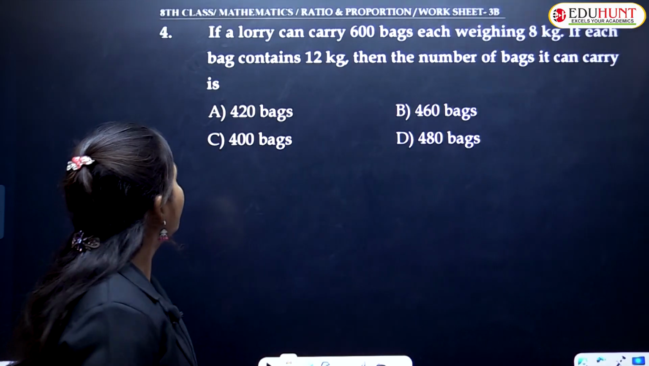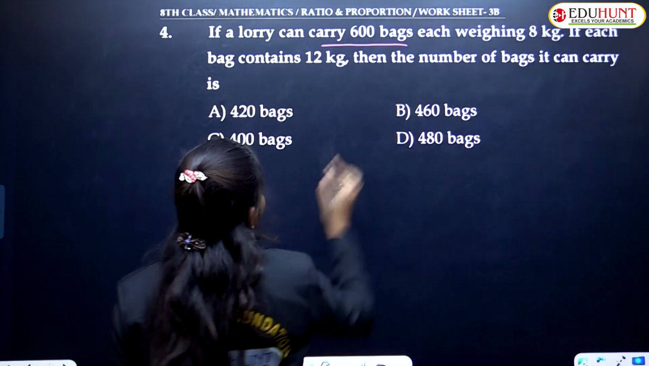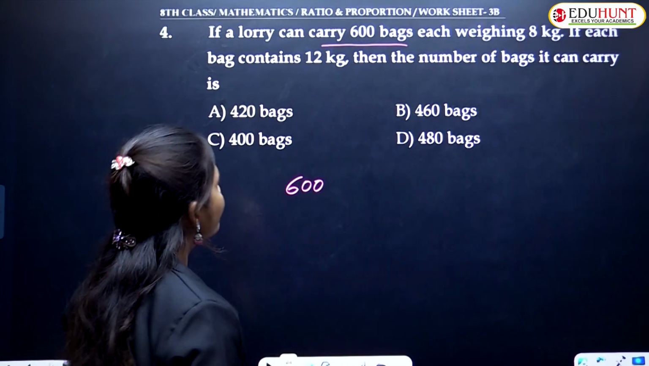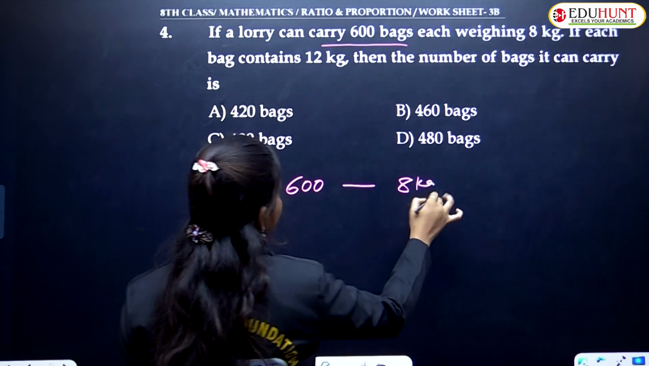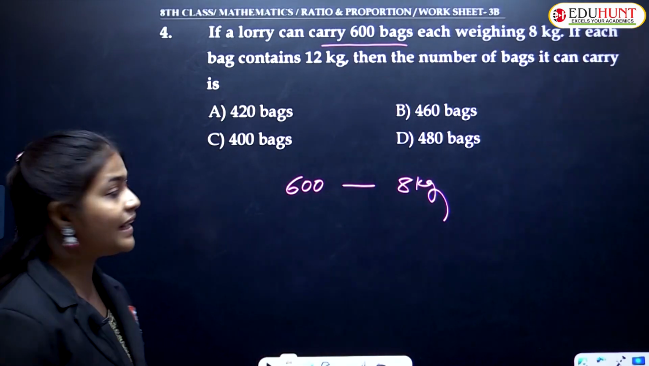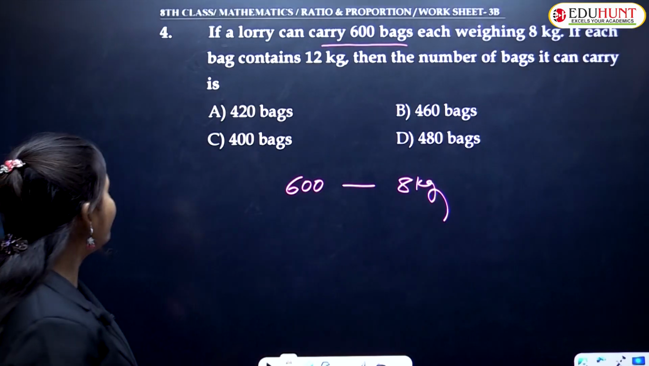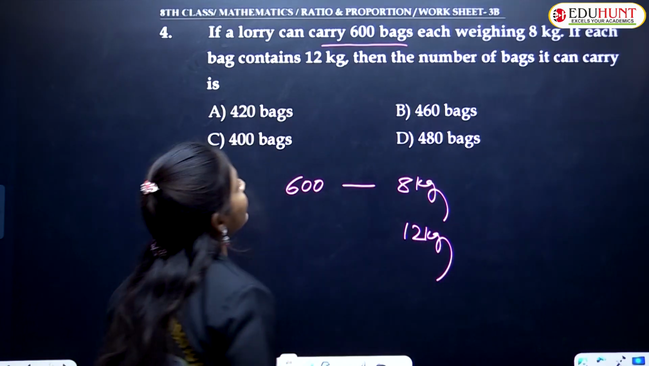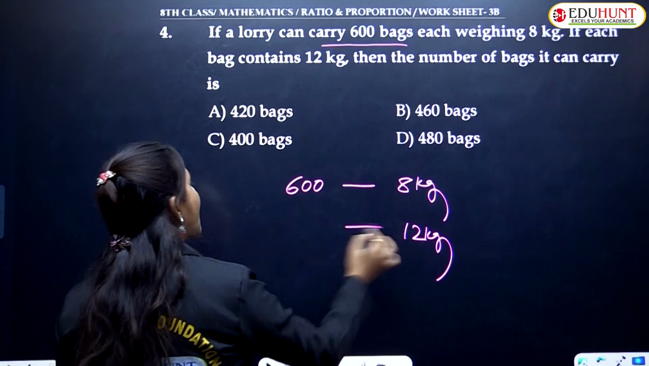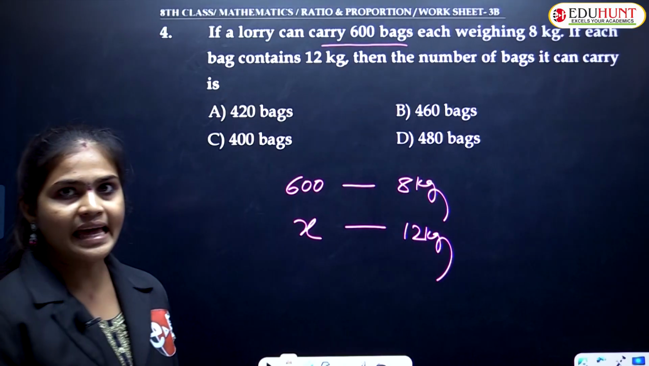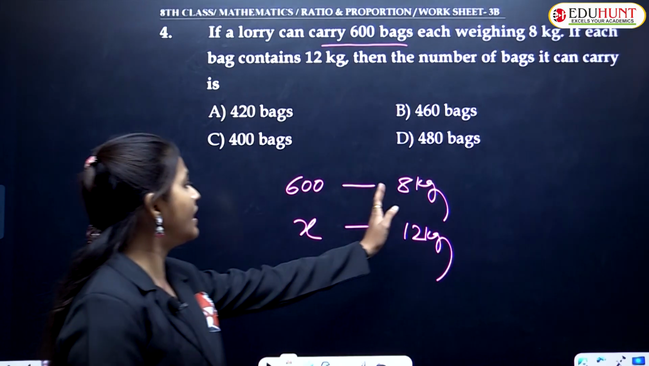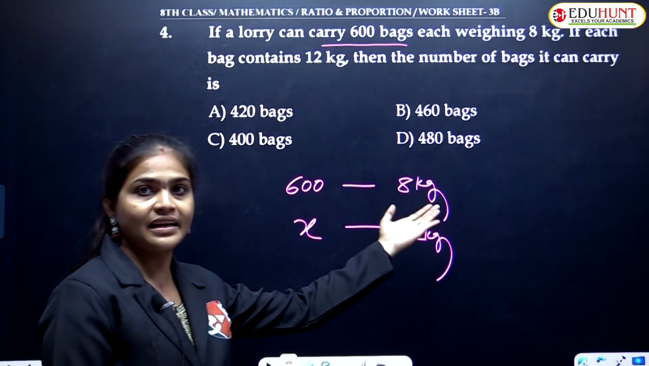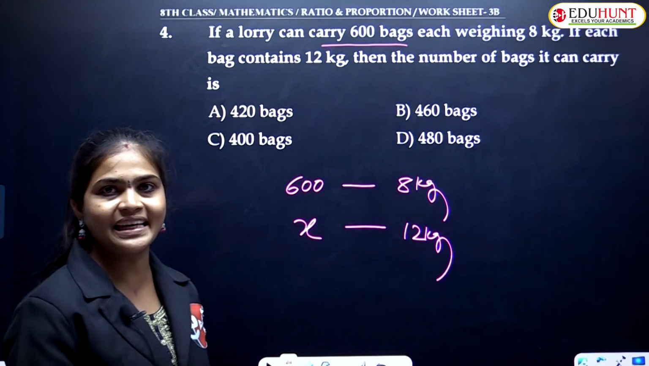Fourth one. If a lorry can carry 600 bags, each weighing 8 kgs, so 600 bags, each one weighs 8 kgs. If each bag contains 12 kg, then how many bags does it carry? So here, the weight of the bag increased means the number of bags should decrease.